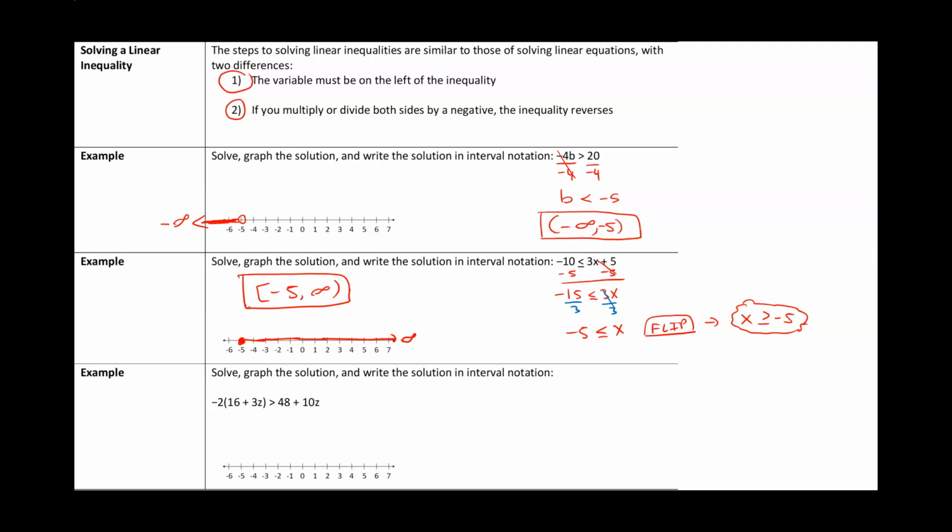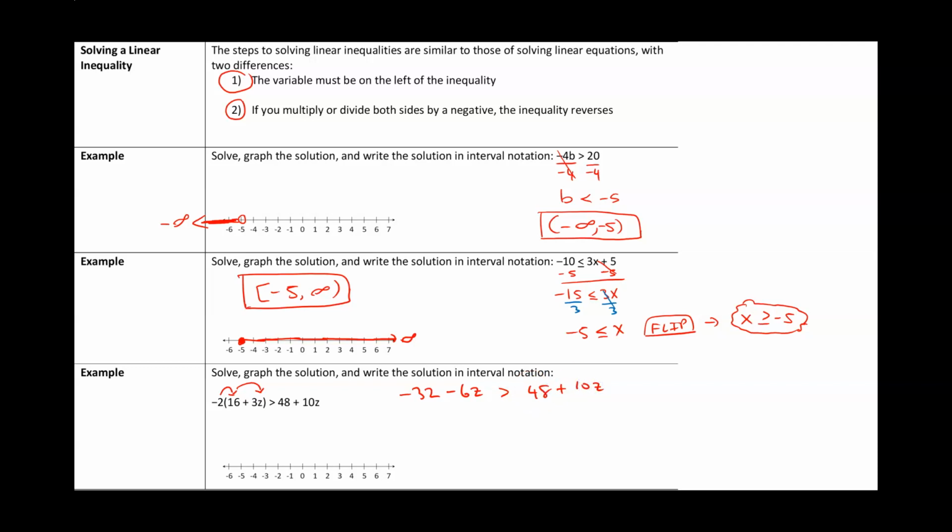Last but not least, let's solve this one. So first step, just like an equation, we distribute. Negative 2 times 16, that is negative 32. Negative 2 times 3z, that is negative 6z. And that's going to be greater than 48 plus 10z.